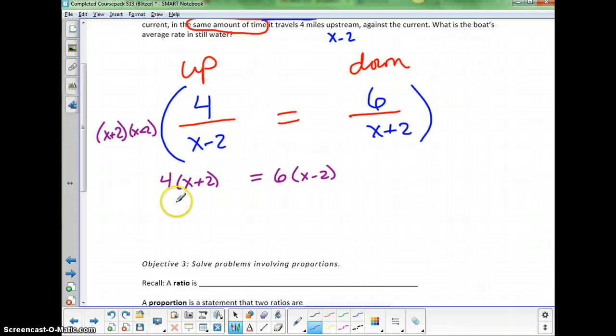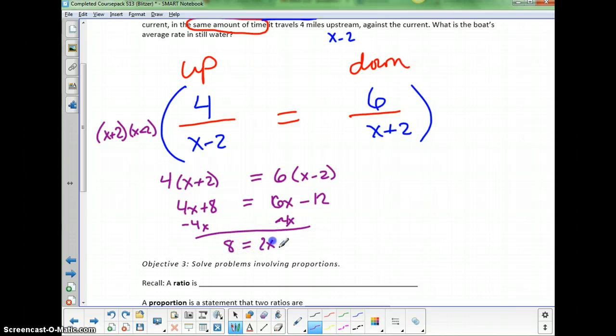And let's solve. 4 times x is 4x. 4 times 2 is 8. 6 times x is 6x. 6 times 2 is 12. Subtract 4x from both sides. So 8 equals 2x minus 12. Add 12. So far I've got 20 equals 2x.